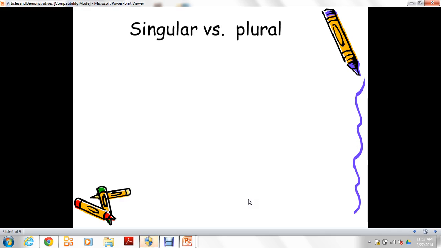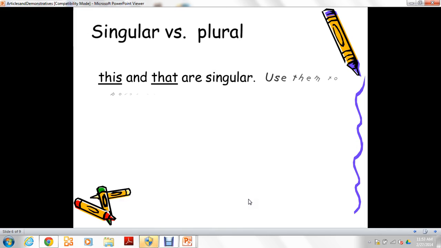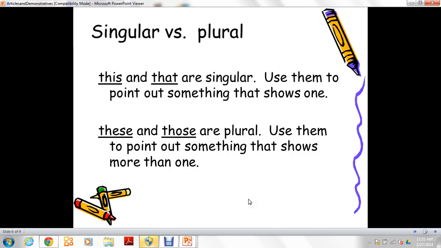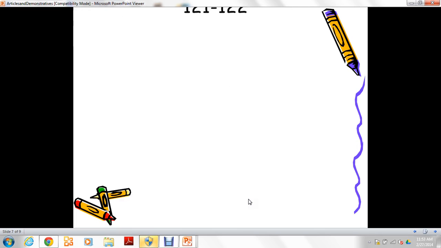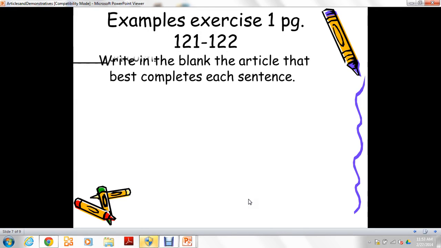Singular versus plural. This and that are singular. Use them to point out something that shows one. These and those are plural. Use them to point out something that shows more than one. Correct the examples if you want to practice them on your own.